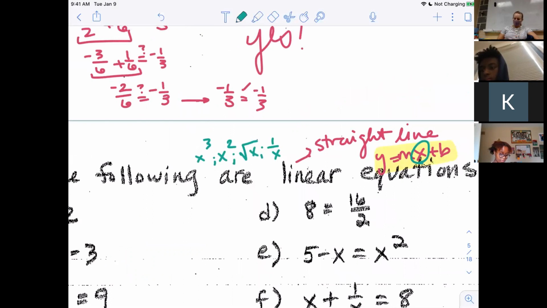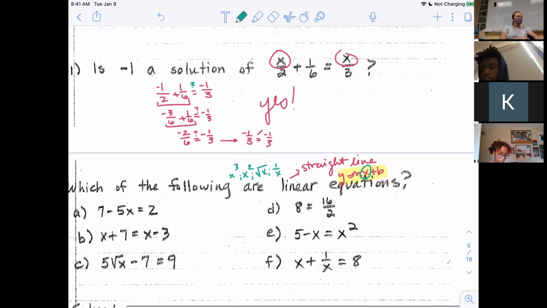So go through and tell me which ones are linear and which ones are not. You don't have to tell me what they are. You just have to say yes or no. Yes, linear. No, not linear. See what you know.